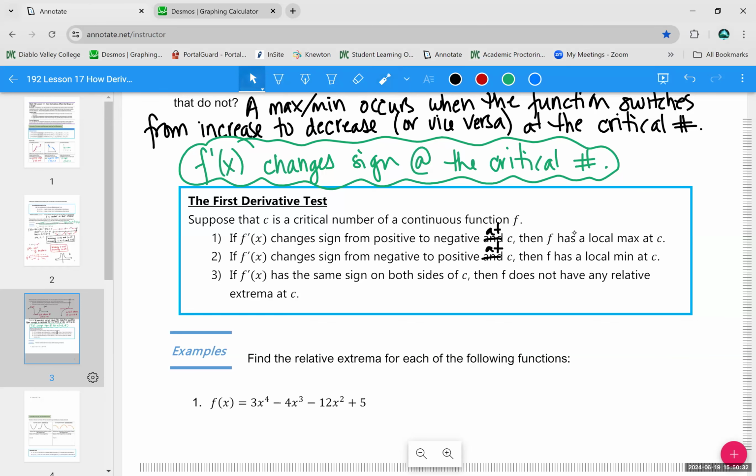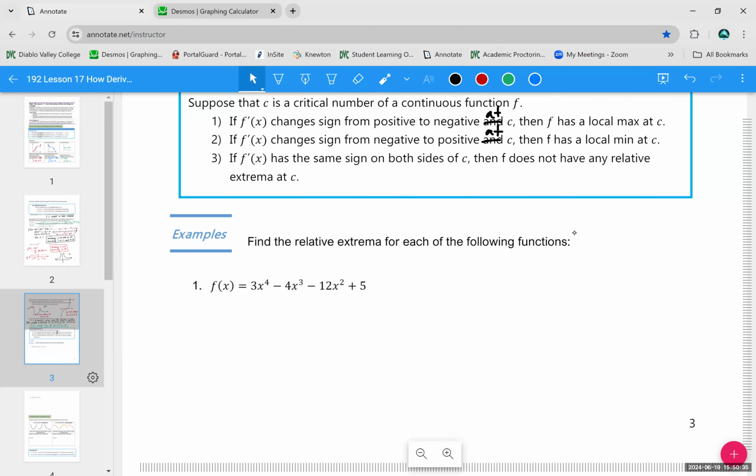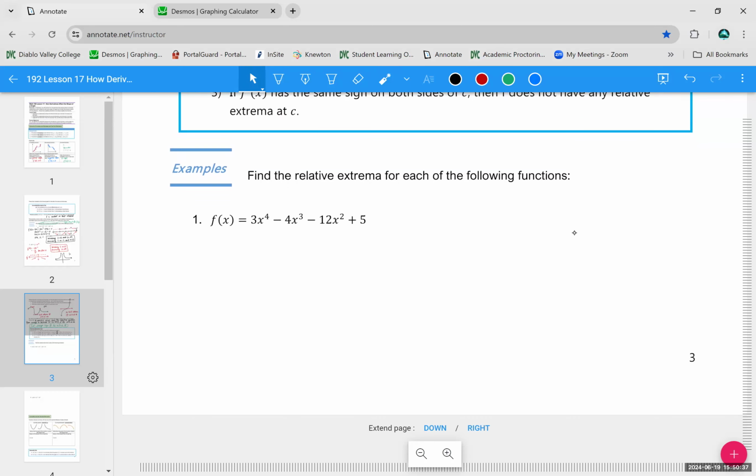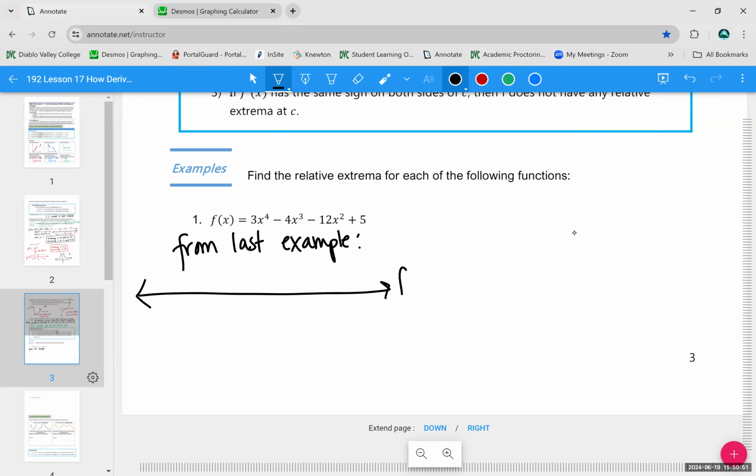So we're going to just follow up on one of the last examples we did. Find the relative extrema for each of the following functions. So from the last example, this was the one we just did. So we're just going to copy our sign chart here for f prime. You can look back, we had critical numbers at -1, at 0, and at 2. And the function switched from negative to positive to negative to positive.